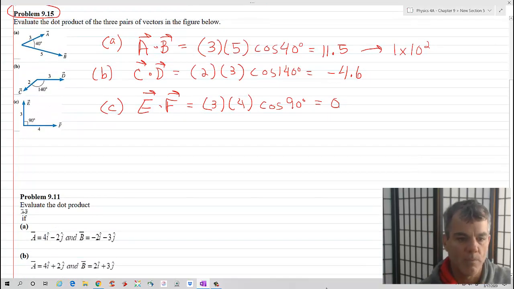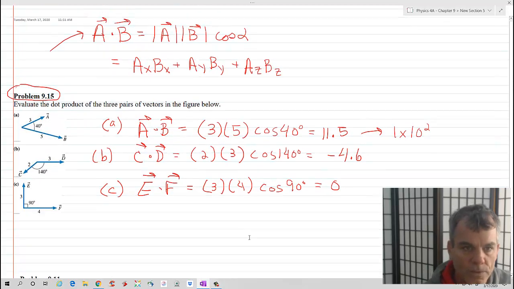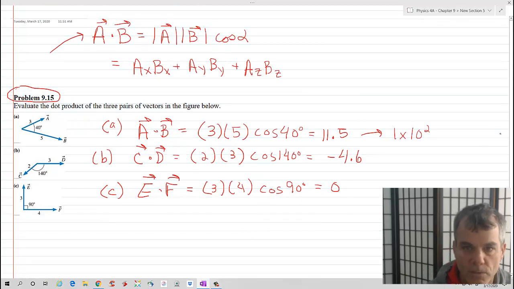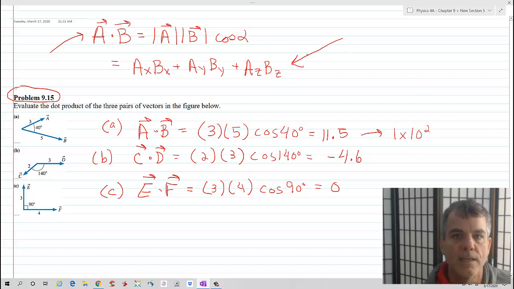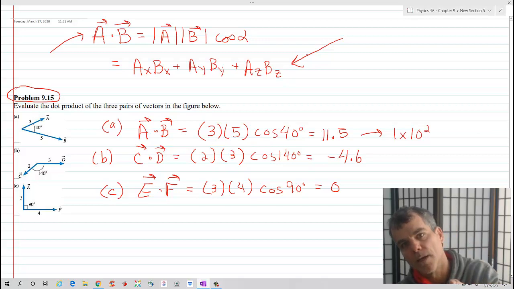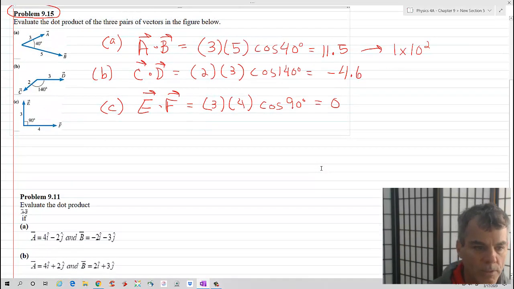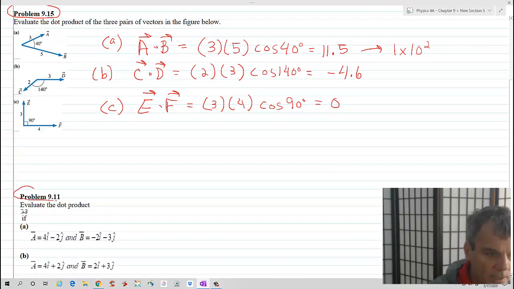Now let's look at what happens if we are given the x and y components. If you're given the x and y components, then the easiest thing to do is to use this version of calculating the dot product. Multiply the x components together, multiply the y components together, multiply the z components together, and then add them all up. So again, for this example, this is 911.